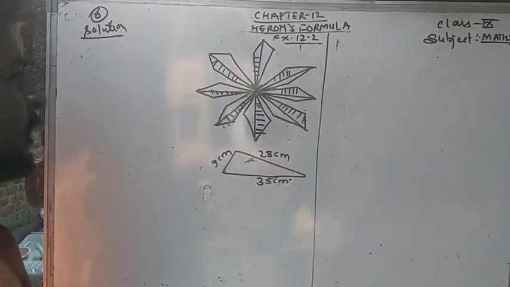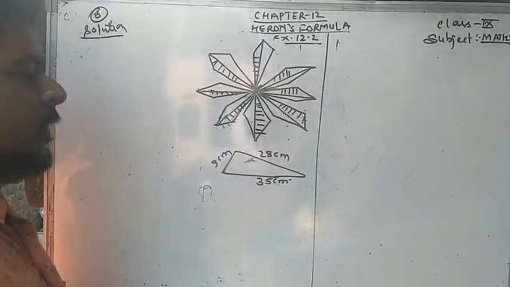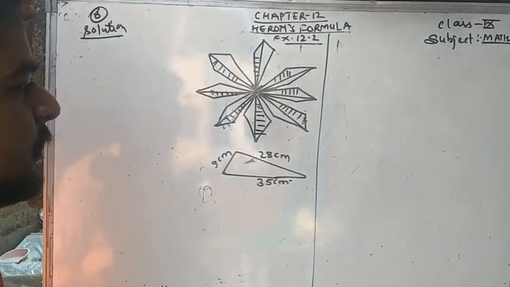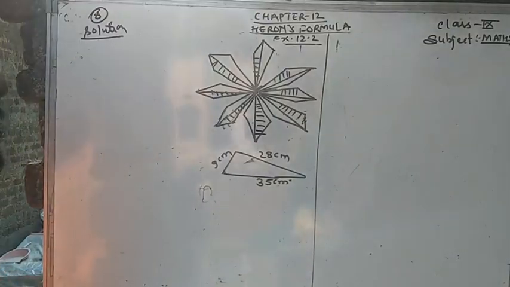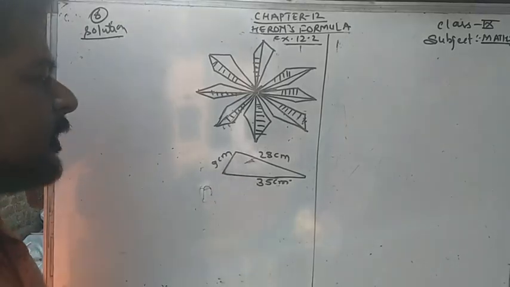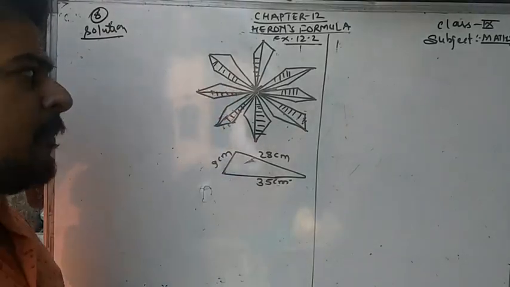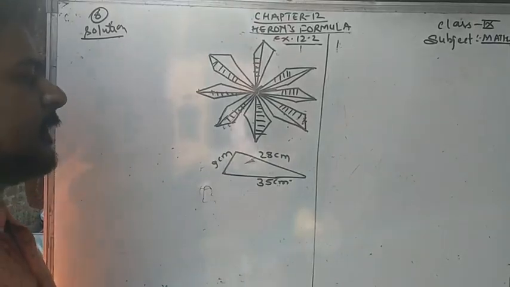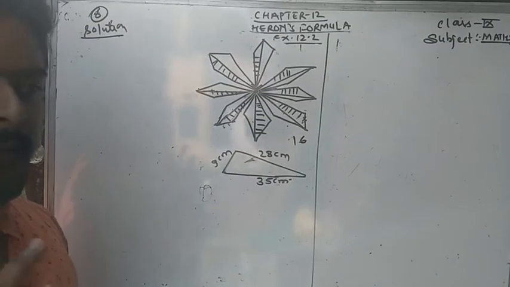Now, the given question is that there is a floor on which triangular tiles, 16 tiles, are given. First we have to calculate in this question. There are 16 tiles of this type, in the shape of a triangle. This is basically a design which consists of the triangular tiles. There are 16 tiles here.